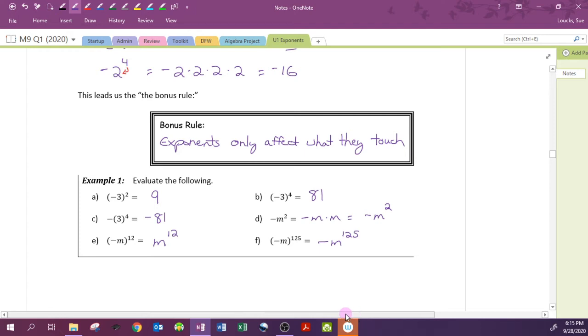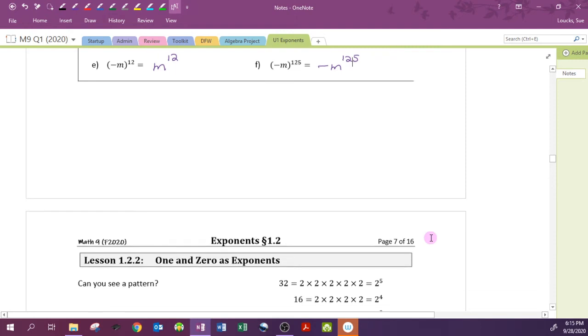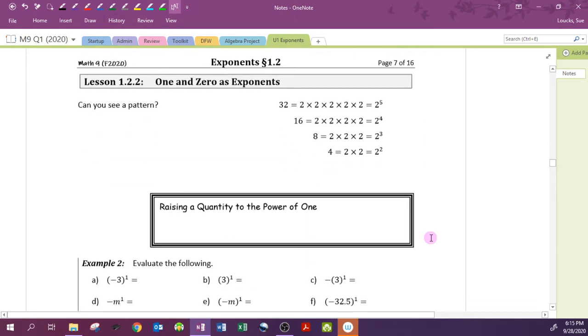All right. Next page. Okay, let's look at this. 32 equals 2 times 2 times 2 times 2 times 2, which is 2 to the 5. 16 is 2 times 2 times 2 times 2, 2 to the 4. 8 is 2 cubed. 4 is 2 squared. You see a pattern here?